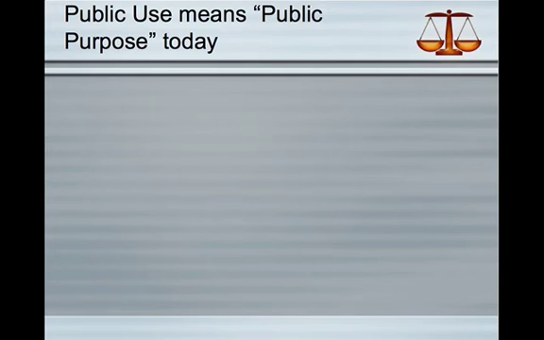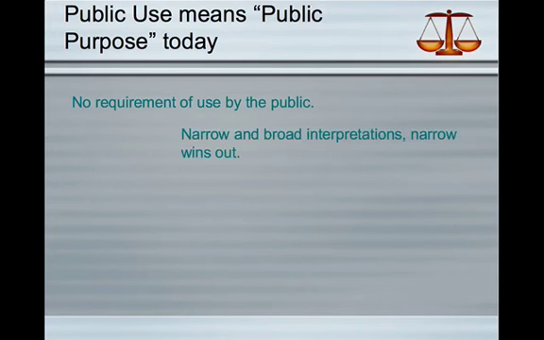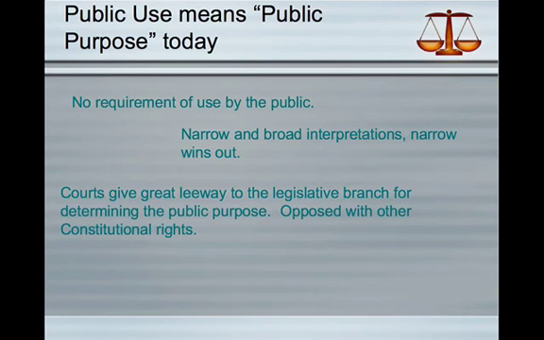So pretty much public use in the constitutional context means public purpose. So there's no requirement that it actually has to be used by the public. In the history in the states, there's narrow and broad interpretations, but in the courts, the broad interpretation wins out. So pretty much anything you could think of can be called a public use. Pretty much anything short of taking from one person, like a vacation home, to give to another person that wants it more. But I mean, maybe even that could be justified if you could say, I'm going to build a more expensive house, so I'll pay more property taxes.